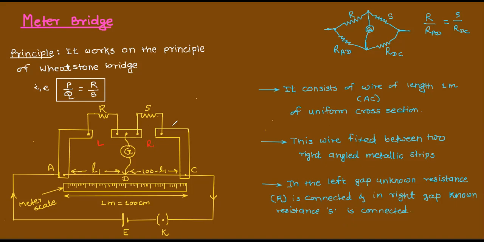Okay, you can see here. This is unknown, this is known. R is unknown, S is known. L is what? Left gap. R is what? Right gap. Now this is the galvanometer which we have connected. This is a jockey. First of all, you note this down, pause the video, note it down, draw the diagram. If you have a doubt, call me. Okay, so note down first.